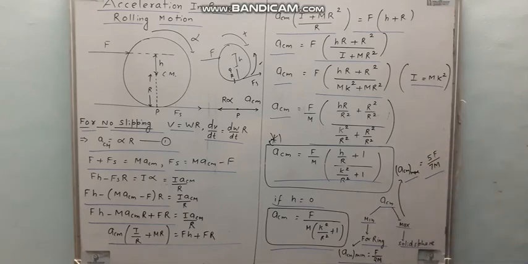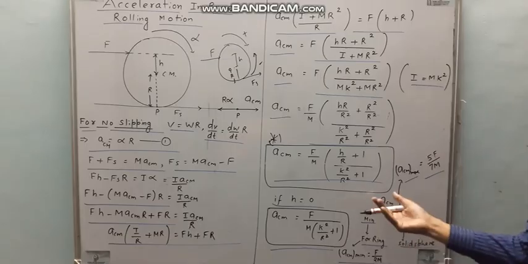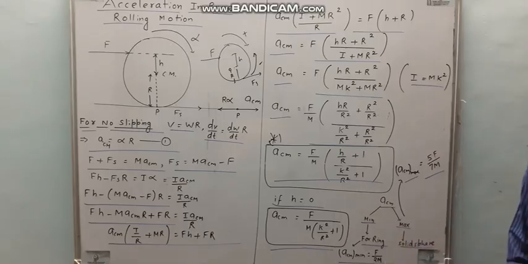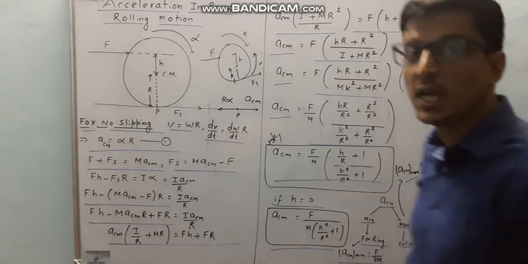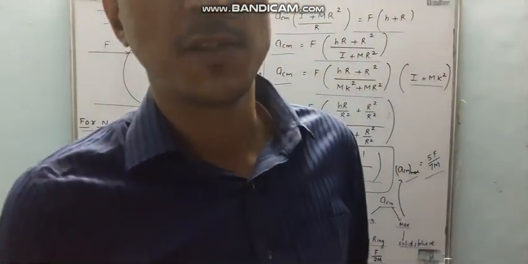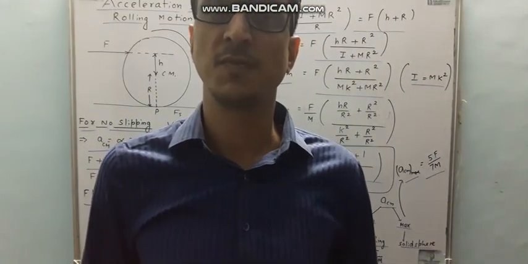The proof of this is left as an exercise for you. You just put the value of k square by r square. It is 1 for the ring and it is 2 by 5 for the solid sphere. I hope you understood the things. Thank you and have a nice day.